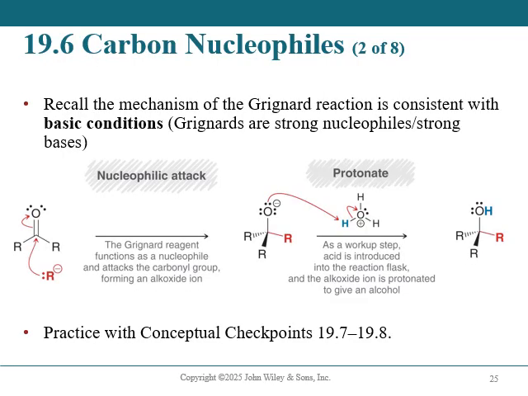The Grignard reaction is consistent with basic conditions, so for that you actually need a higher pH. As you can see, the mechanism is similar to what we just saw. You get the attack here on the carbonyl, the electrons on that pi bond move to the oxygen, you get the alkoxide, you get the attack, you get the protonation.